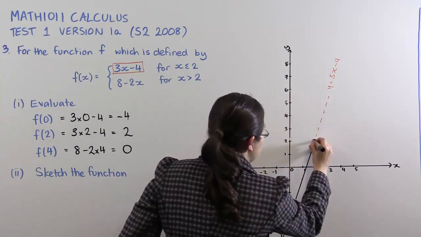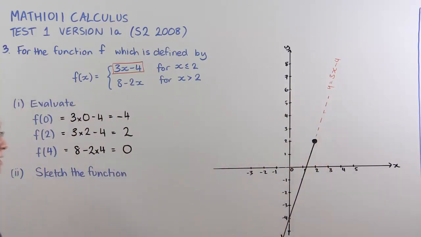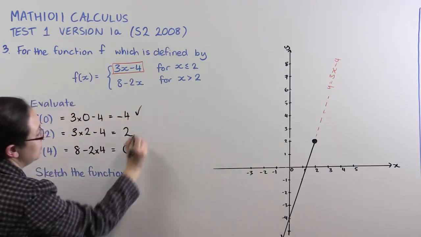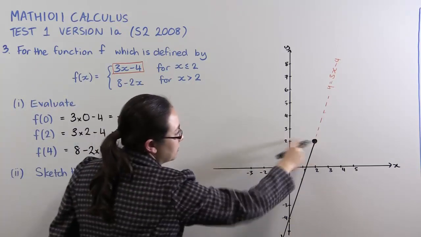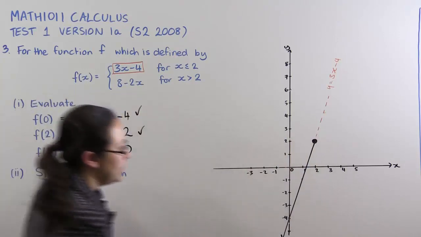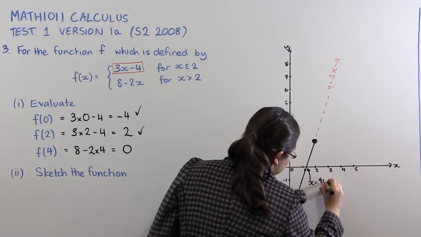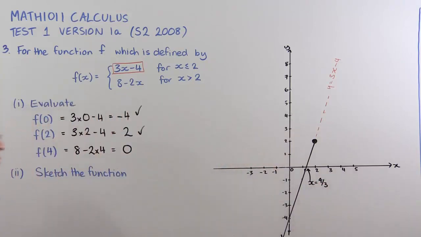I've coloured this in with a big dot because that's included. We want when x is 2, y is equal to 2. That makes sense because f of 0 is minus 4 and f of 2 is 2, and I've coloured in that dot there. By the way, this x-intercept is 4/3. That's the intercept.